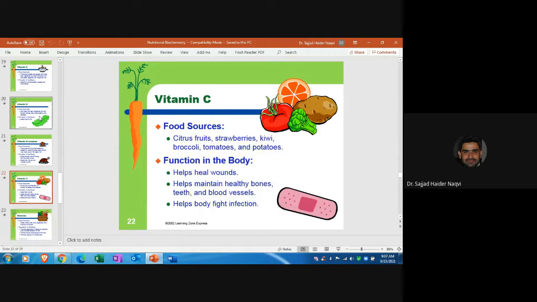Vitamin C comes mostly from citrus fruits, strawberries, kiwis, tomato, potato, lemon, broccoli, etc. They are very, very good antioxidants. Vitamin C helps heal wounds, keeps bones and teeth healthy, and helps the body fight infection. So nowadays you might have heard of eating vitamin C a lot during this COVID-19 pandemic, because it's all about building up immunity and vitamin C is required for that.